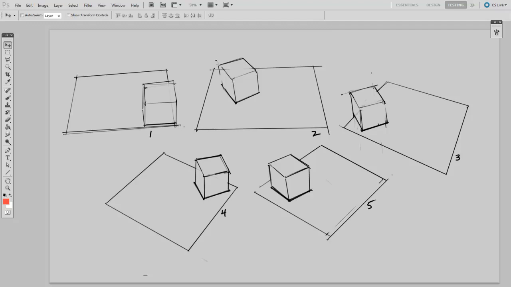Drawing on the computer is great, but sometimes it's good to eliminate a variable from the equation. If you're having trouble with both perspective and with Photoshop, you're probably not going to have fun with this assignment. So instead, take the computer out of the equation. Do your first 5, or maybe even 10, on paper, and then try the same exercise in Photoshop.